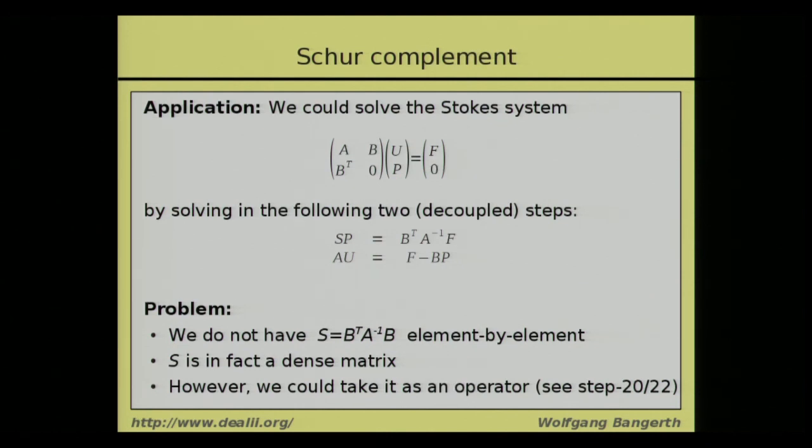But what I can do, of course, is the same thing as we discussed in step 20 and 22, namely that every time I need to apply S in, let's say, a CG method for the pressure, so S is a symmetric and positive definite matrix in this case, every time I need to apply S in the CG method, well, I would first apply B, then I would apply A to the minus 1, which means I need to solve a linear system with A, and then I apply B transpose. So I can work with this somehow. This is a matrix that maybe I don't know element by element, but I can certainly apply this matrix to a vector, like we did in step 20.